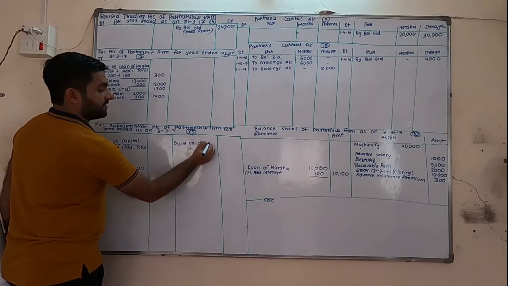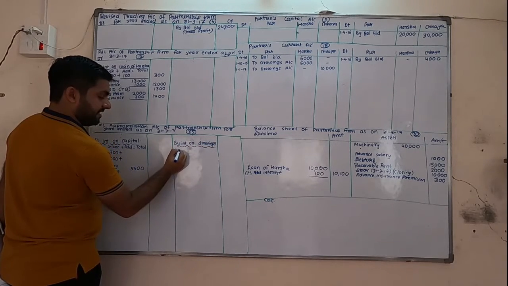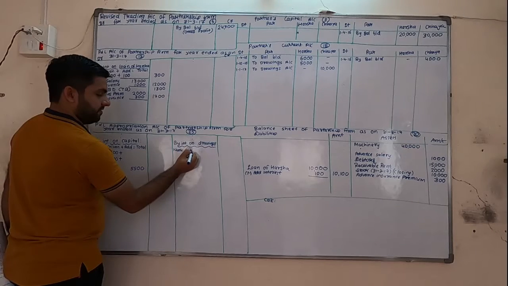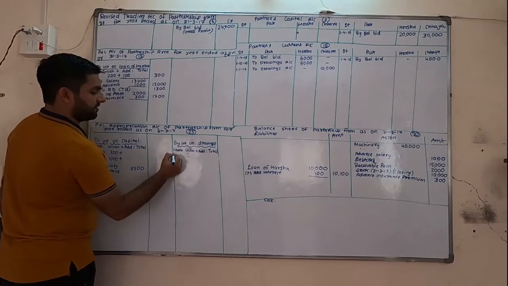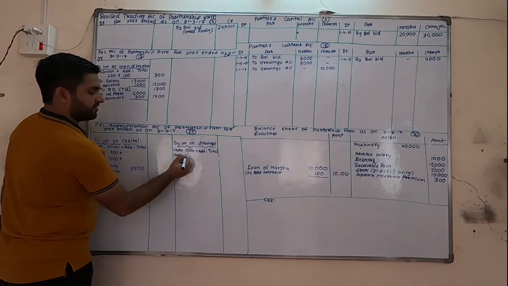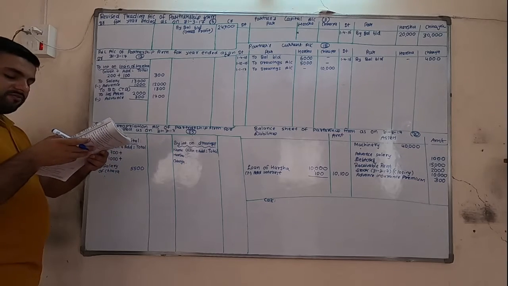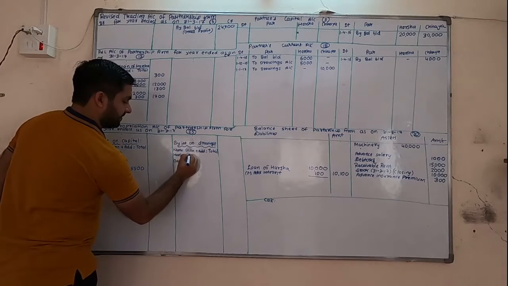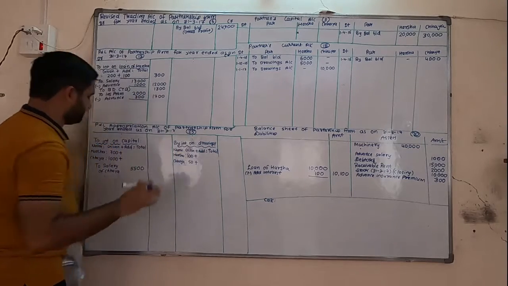By interest on drawings. Name, given plus additional is equal to total. Harsha, Chaya. Given amount is 100, 50, plus, and leave the space.